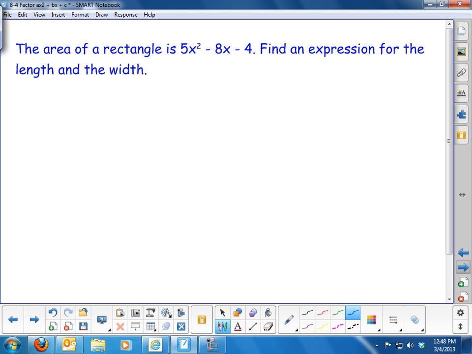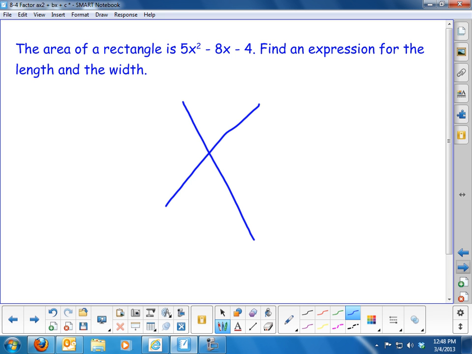Here, we have the area of a rectangle. I'm given the area, and I want to find an expression for the length and the width. Well, I know that a length times a width equals an area. So this is simple. If I can just factor this out, I'm going to be left with two binomials. I think one binomial would represent the length, and the other would represent the width. So let's just factor this.